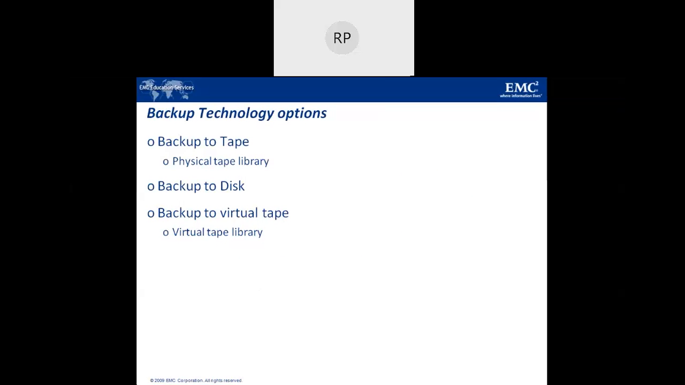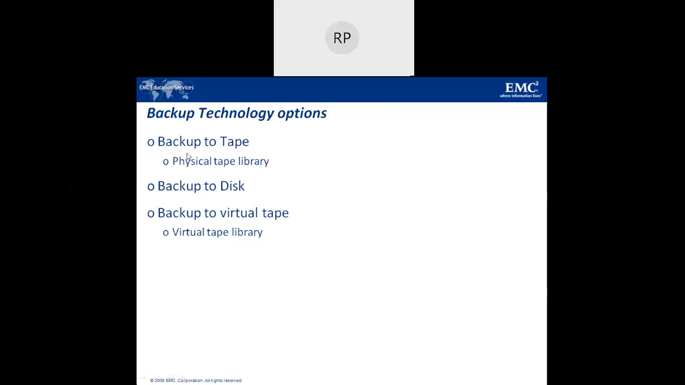Okay, then the next and the last point of this chapter is backup technology options. Now, how can we take a backup? What are the technologies you can use to take a backup? Means where you can take the backup. Now there are three different options where you can take the backup.